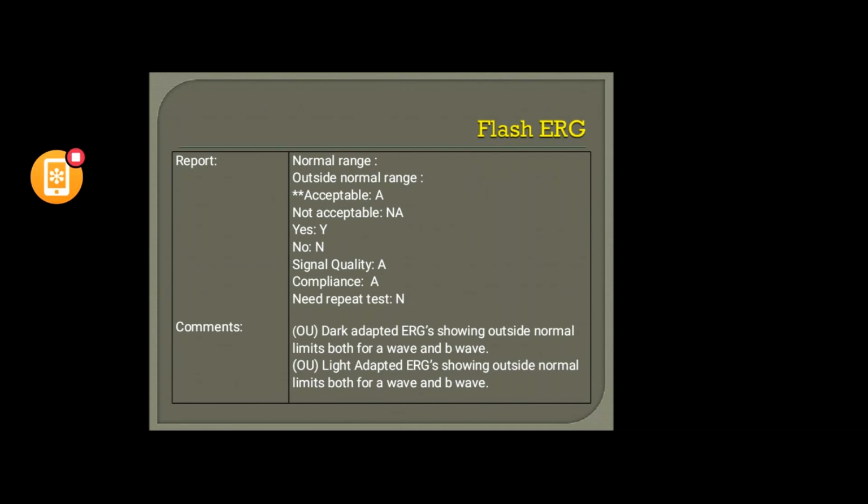It should not be a diagnosis; it only shows whether those parameters are normal or abnormal. If it is normal, mention it is normal. If it is not normal, say it is outside the normal range. It should be equally present in both the dark as well as light adapted ERGs. So this is the reporting format of electroretinogram.